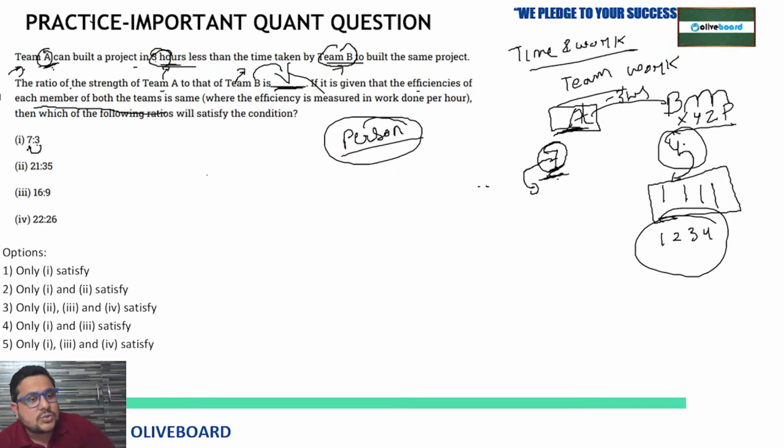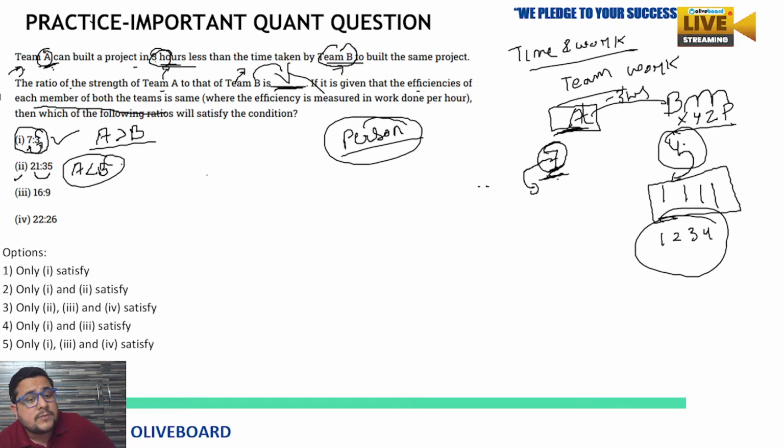So 7:3 is the first ratio. Yes, it is fine because here A is more than B. That only you need to check in each ratio. Remember this. Second, 21:35. A is less than B, which is not possible. 16 to 9. Yes, this is also possible because here A is greater than B. Now 22 to 26, this is not possible because A is less than B.